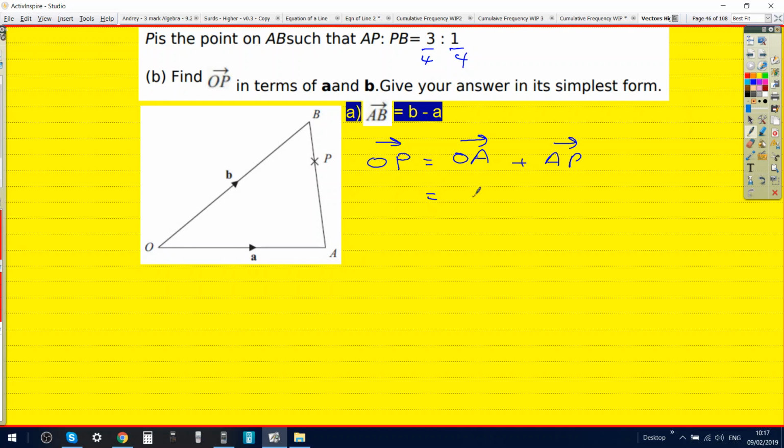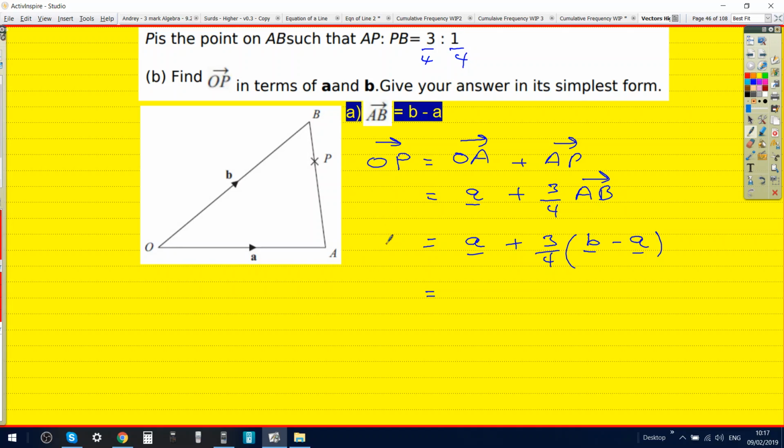You said O to A is A, and so A to P would it be 3/4? Yeah, three quarters. That's 3/4 of A to B. Okay. What is A to B? A to B is minus B, minus A. B minus A. Oh, B minus A. Sorry. Okay. Expand and simplify.